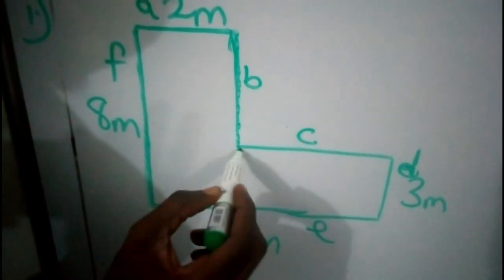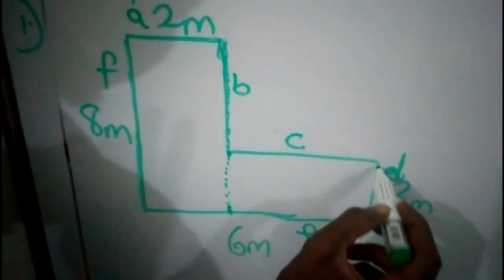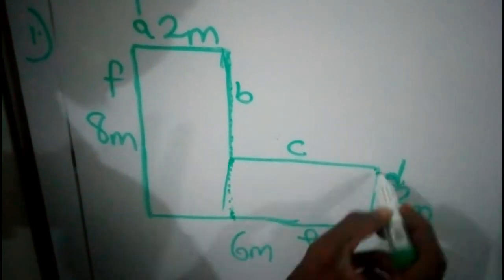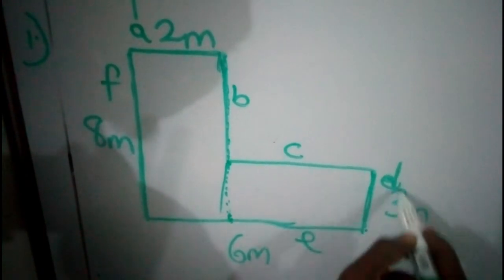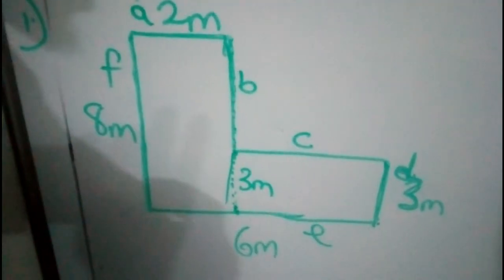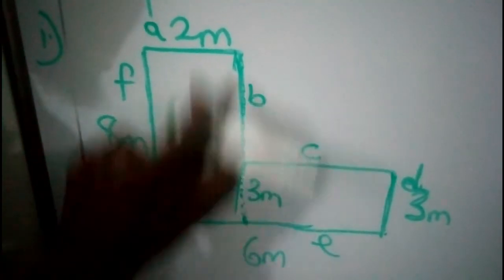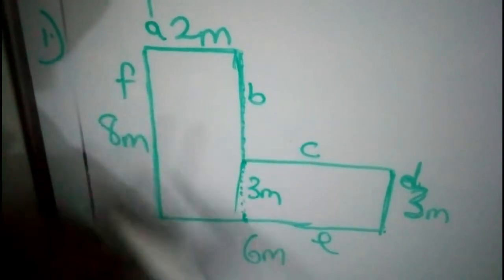Now, this length here is the same thing as the length I have here, because they are the same. So if this length here is 3 meters, as you can see here, it means here is also 3 meters. So now that I've gotten here to here as 3 meters, don't forget the entire length is 8 meters because it's the same thing as F.